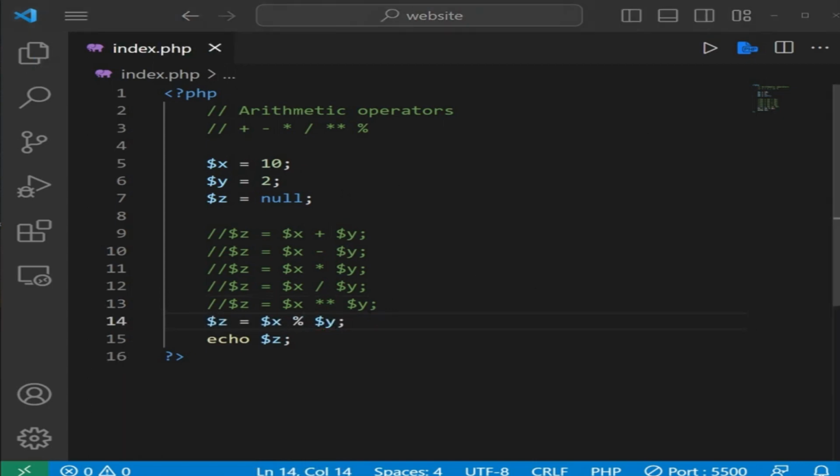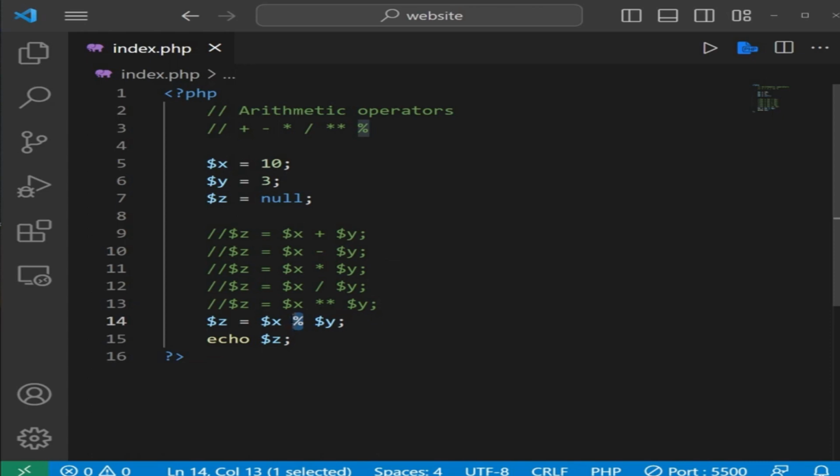The remainder is 0. If y was 3, imagine that we have a group of 10 students, and they need to break into groups of 3. There's going to be one student that's remaining. So the percent sign, the modulus operator, gives you the remainder of any division.